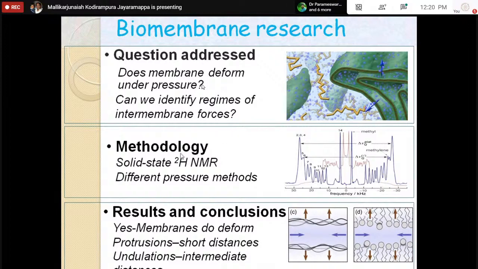We use this solid state NMR technique here, and this is the overview of that entire subsection I am talking about. And we connected the results we obtained from solid state NMR with the protrusions and undulations which can occur within the system.